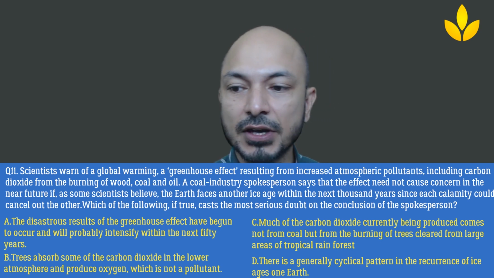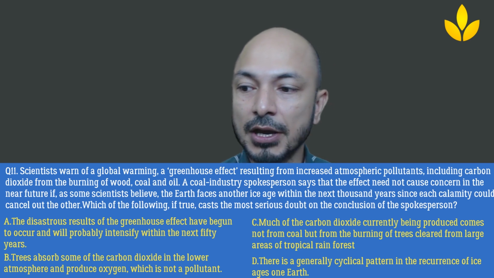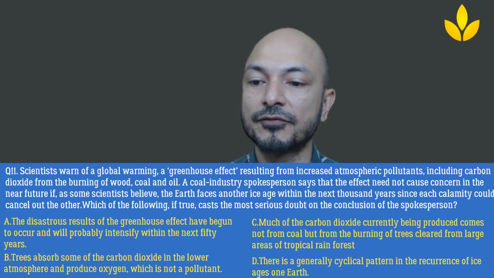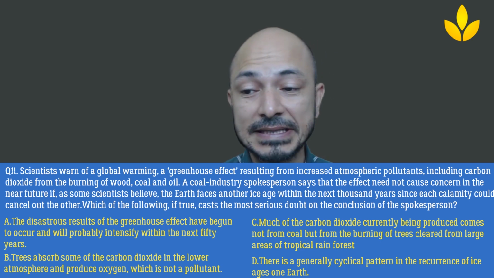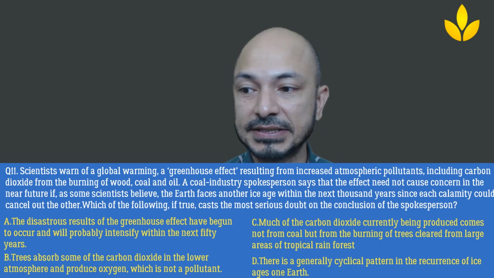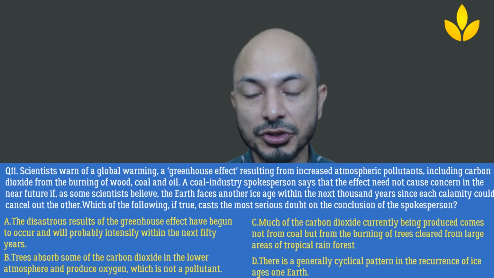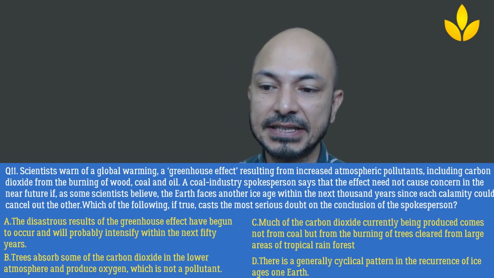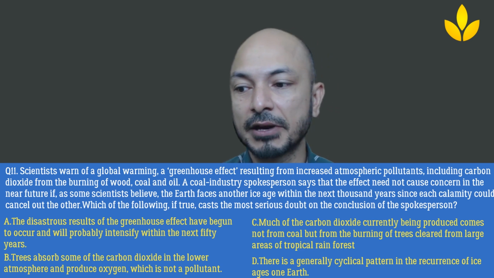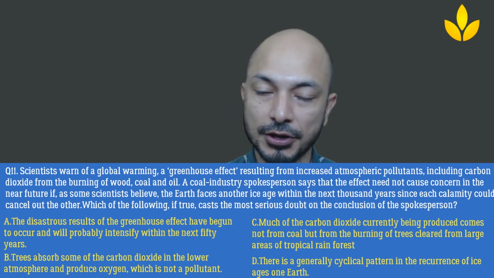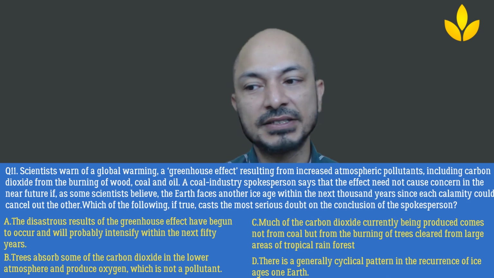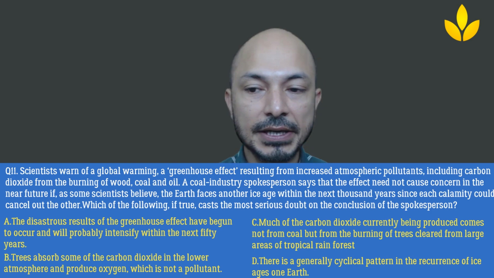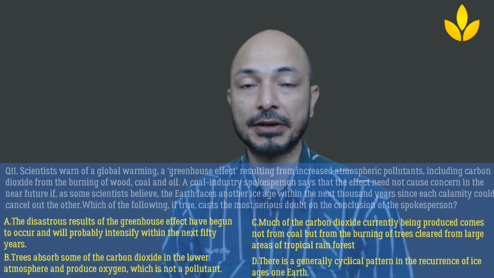Option C says much of the carbon dioxide currently being produced comes not from coal, but from the burning of trees cleared from large areas of tropical rainforest. Once again, it doesn't cast any doubt on the conclusion of the spokesperson. So we can eliminate option C as well. Option D says there is a generally cyclical pattern in the recurrence of ice ages on Earth. Once again, it doesn't cast any doubt on the conclusion. So we can safely go with option A over here, and option A is the correct answer.